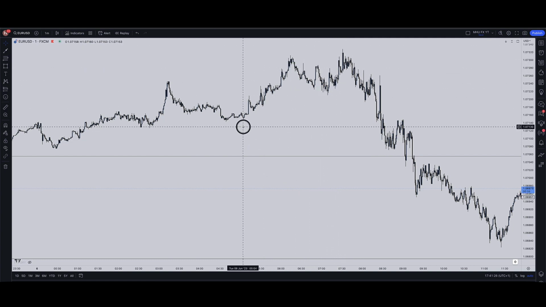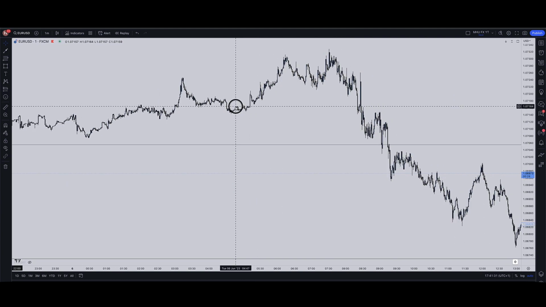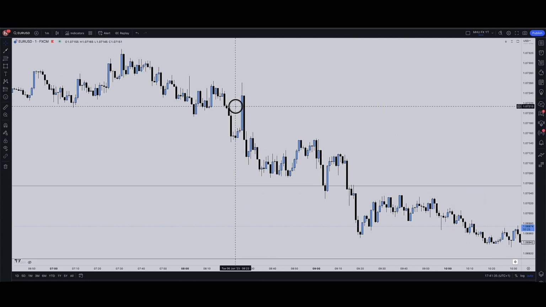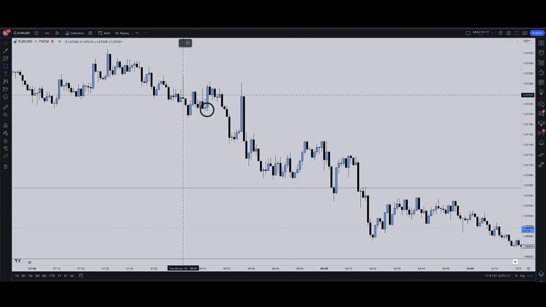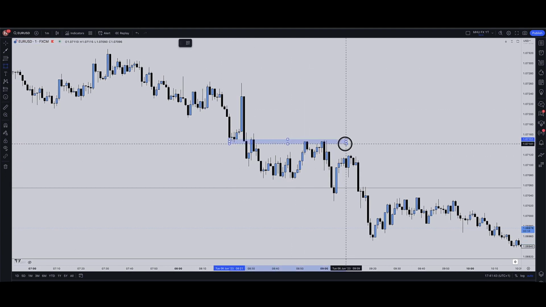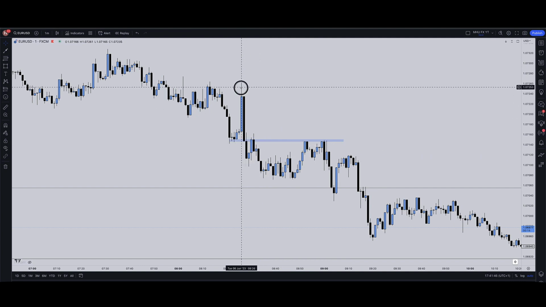You don't want to get all caught up in these smaller micro higher highs and higher lows. They will get confusing. I look at the cleaner moves. So now when I zoom in a little bit, you can see here, let's just go ahead and mark up a few things here.